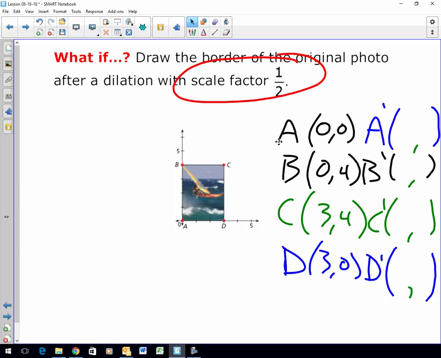All right, 30 seconds is up. What did you get for A? What's 0 times 1/2? Good. What's 0 times 1/2 again? Good. You'll do B now. What's 0 times 1/2? What is 4 times 1/2? 1/2 times 4. Half of 4. Times 2.